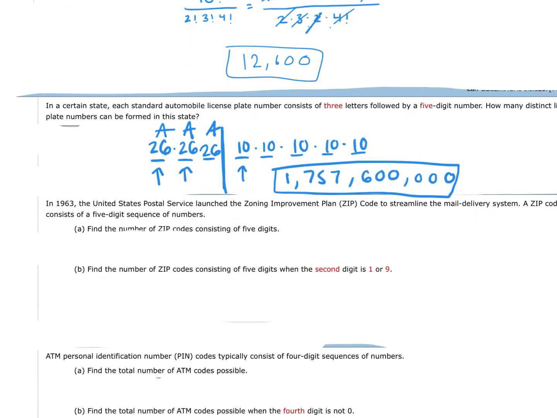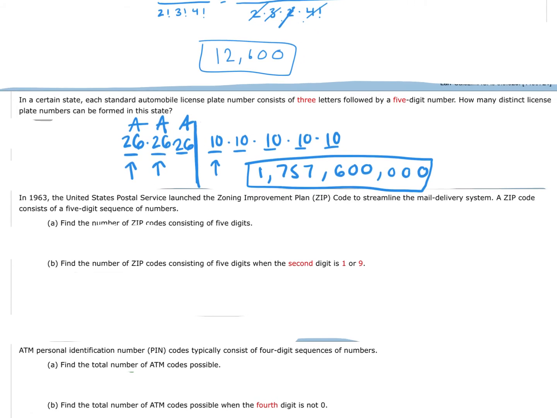All right, next one. In 1963, the United States Postal Service launched the Zoning Improvement Plan, zip code, to streamline the mail delivery system. A zip code consists of a 5-digit sequence of numbers. So find the number of zip codes consisting of 5 digits. 1, 2, 3, 4, 5. How many different numbers can we have in our first spot?